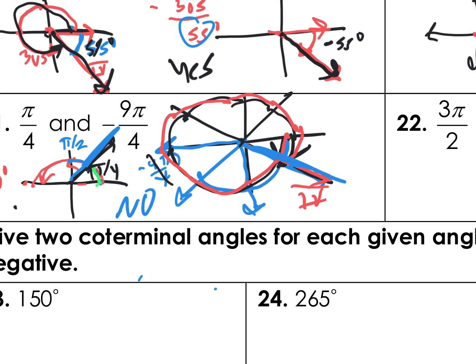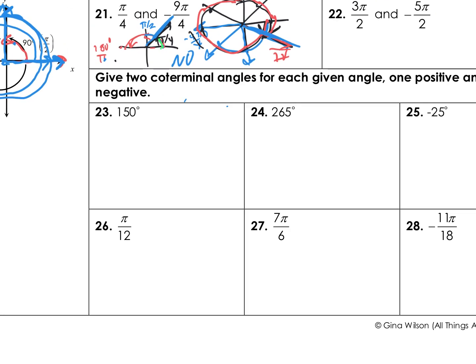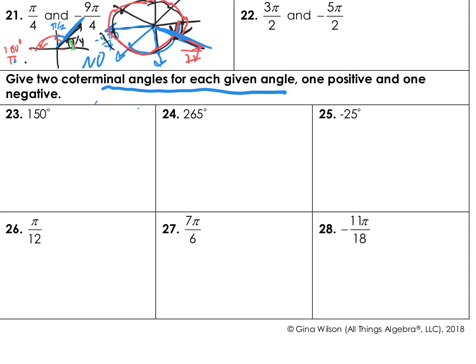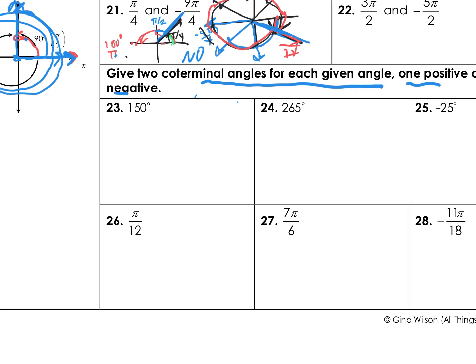All right, so you can do that last one there. Let's talk about the next thing. Give 2 coterminal angles for each angle that is given, all right? They said let one be positive and one be negative. Well, here's what I'm going to do.